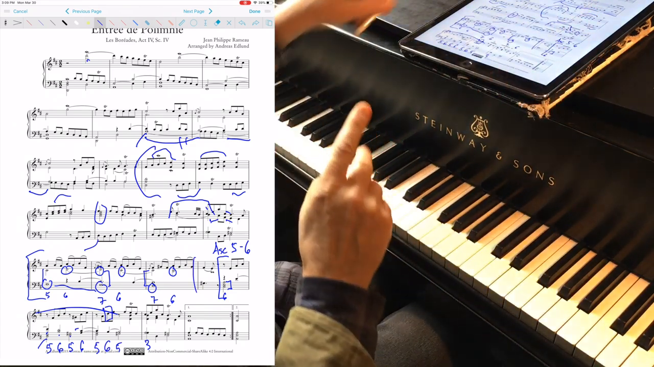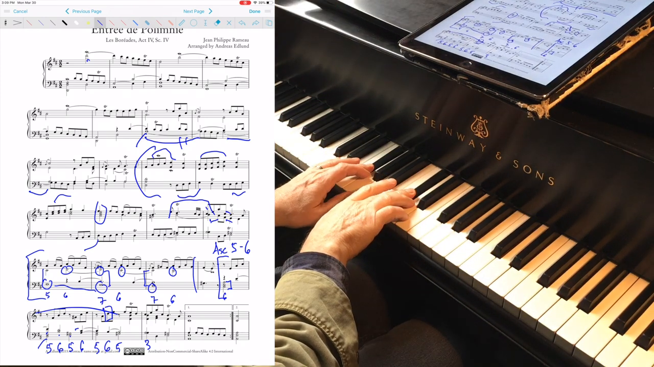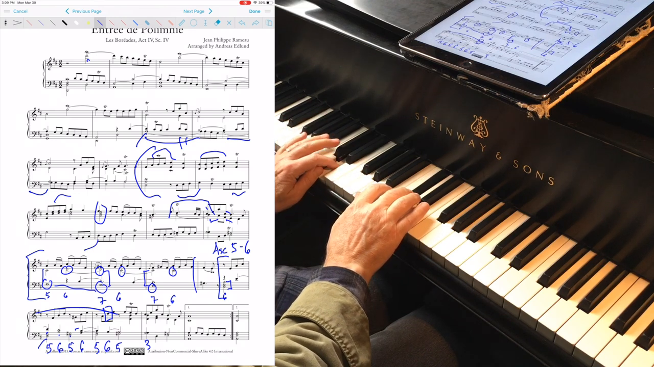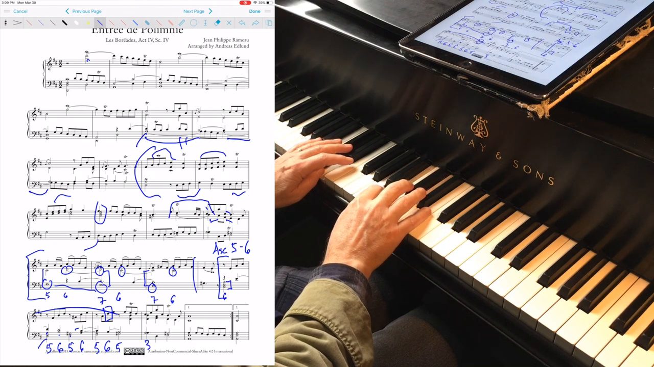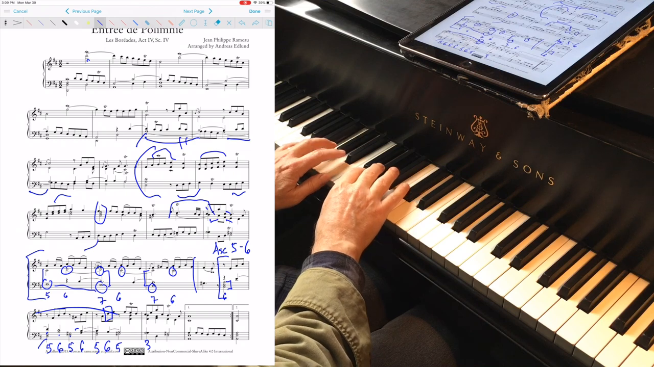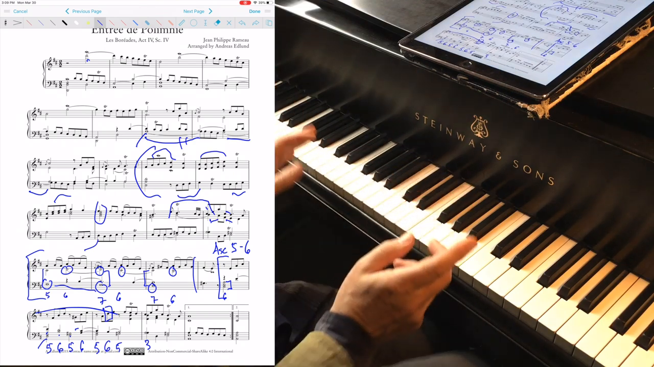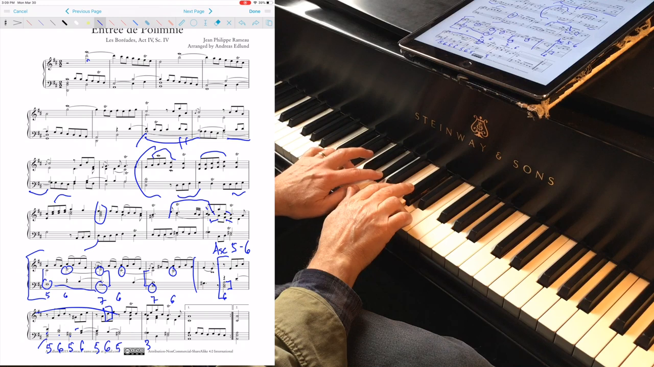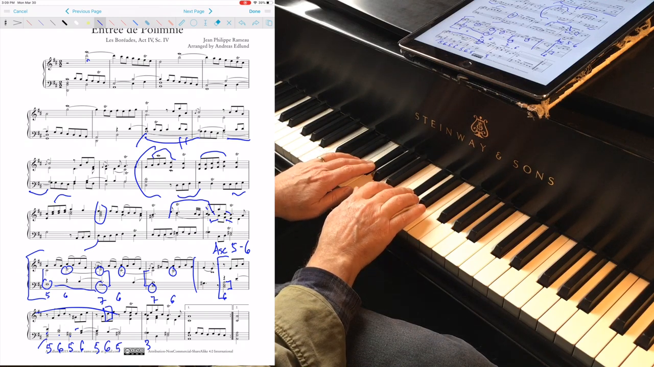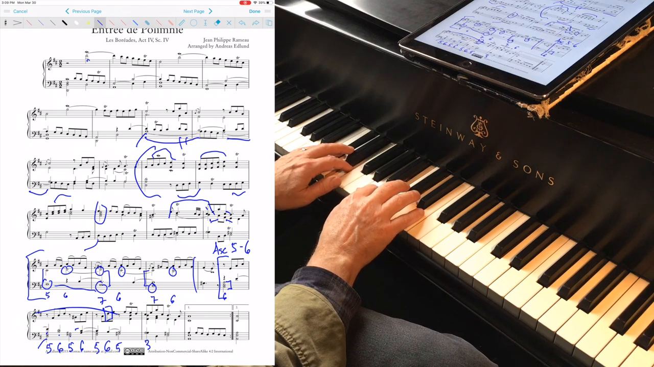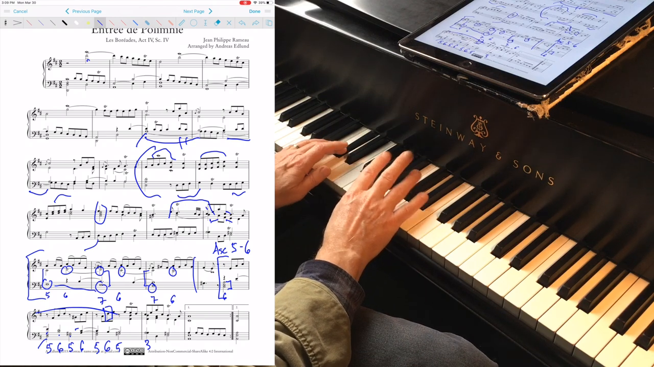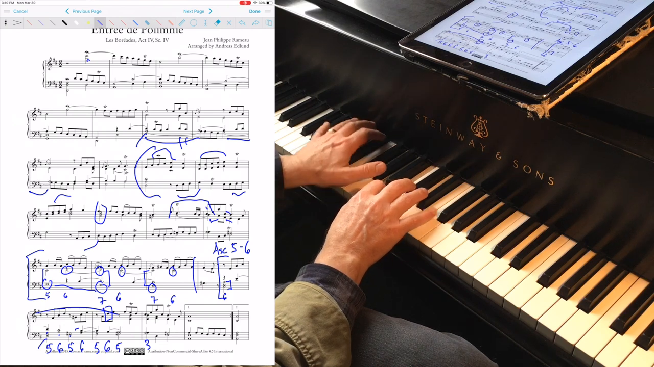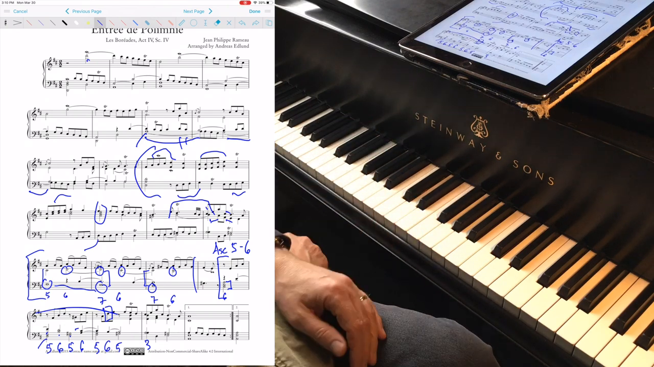Okay? So, we start with our fifth, open it up to a sixth, drop to a seventh, and now they chase each other down. And we could keep going. And that, too, is usually accompanied by a sixth, or a third, rather. Keep going. Although Rameau cuts it off. And switches to something else.